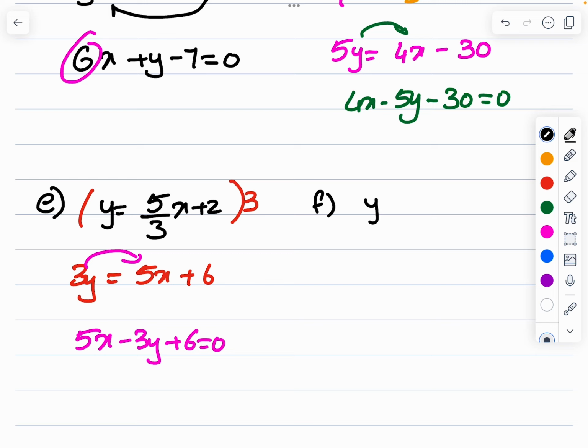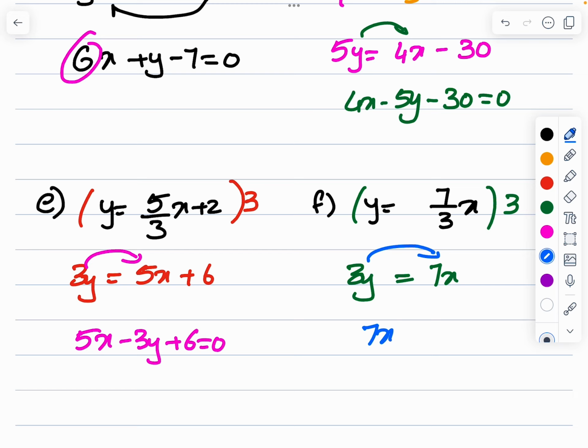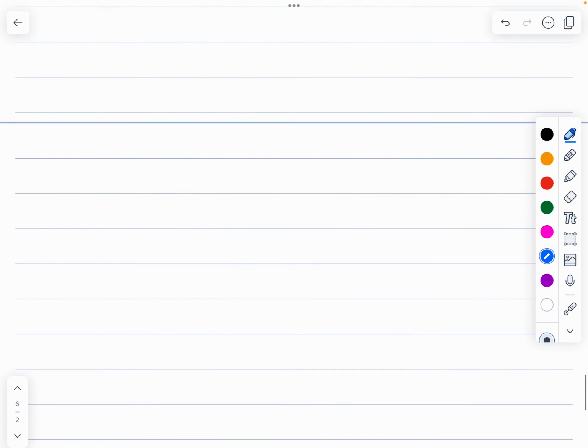Then part F, y equals 7 upon 3 x. Just multiply by 3 on both sides. 3y equals 7x. Bring 3y to the other side. 7x minus 3y equals 0.